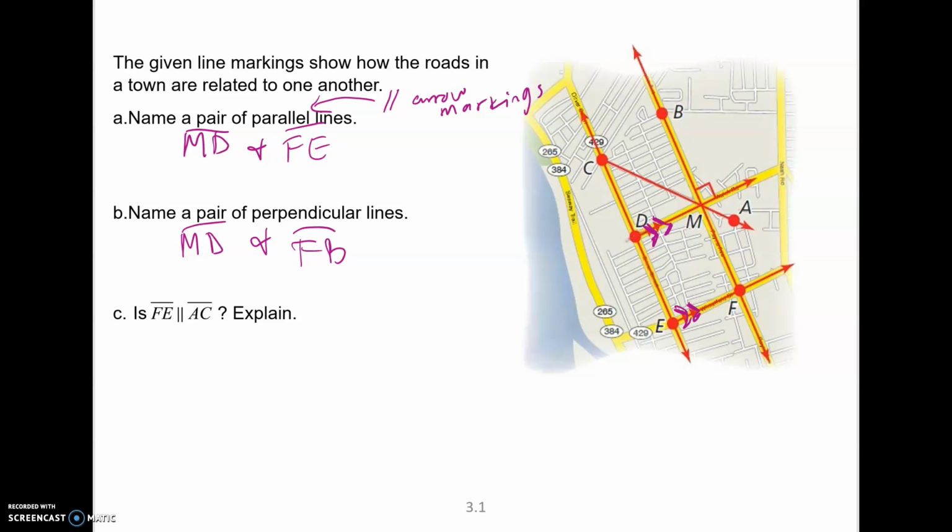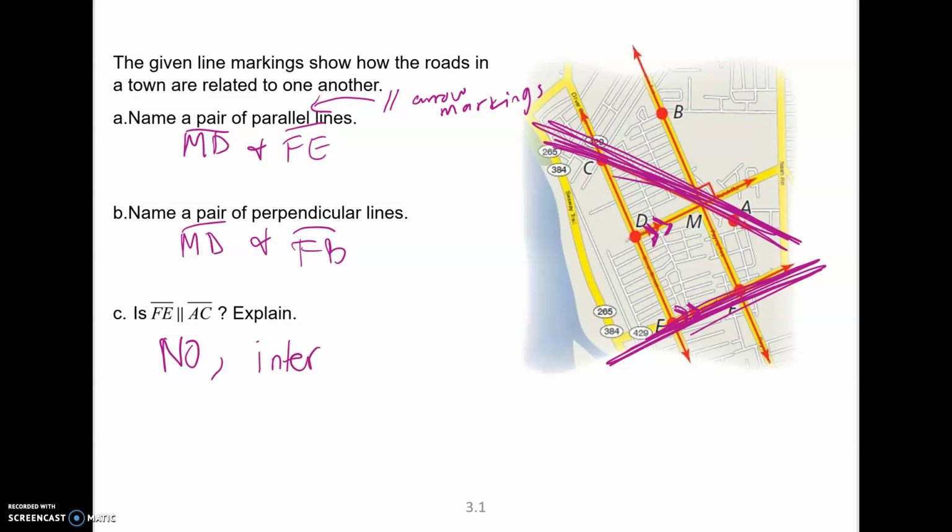And the last question says, is FE parallel to AC? And explain. So hopefully you can see that's not parallel. They would intersect eventually if those roads kept going. And remember, parallel lines could never intersect.